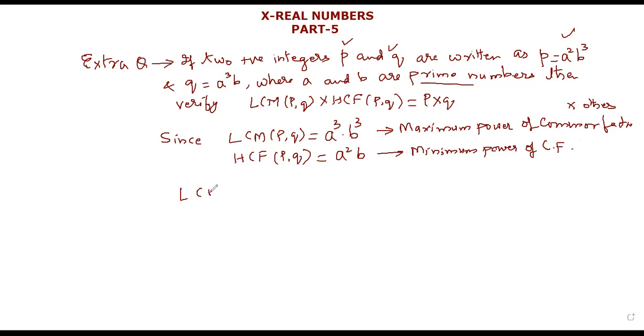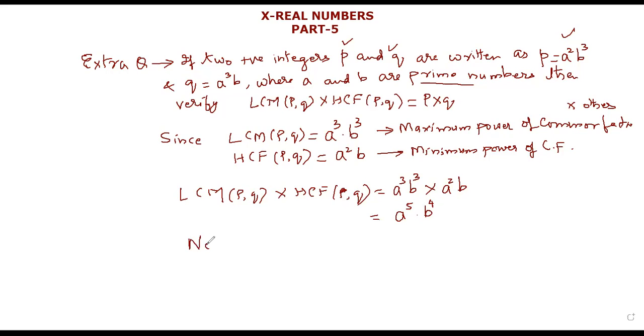So LCM of the numbers P, Q into HCF of these numbers. Sir, a power 5 b cube. Yes, so we have to write a cube, b cube, multiplied with a square b. So a raised to power 5 and b raised to power 4, because powers will be added in multiplication.